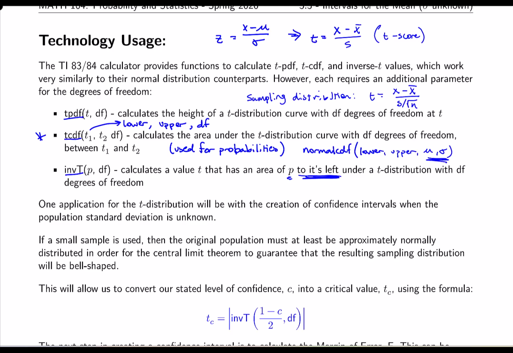If you have a small sample, you need to know that the original population that you're pulling from is normal to begin with, or at least approximately normal in some way, so that the central limit theorem will guarantee that for the small sample, that sampling distribution will be bell-shaped as well. And so we can continue with the theory of small samples with that additional piece. We have to know the original population's approximately normal.